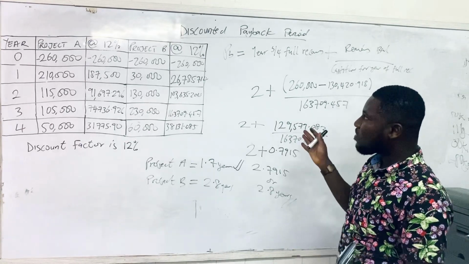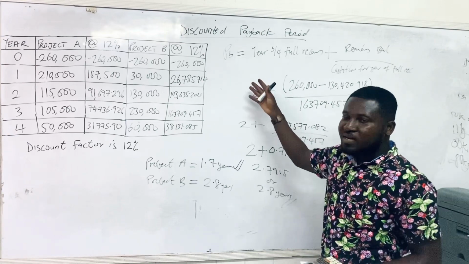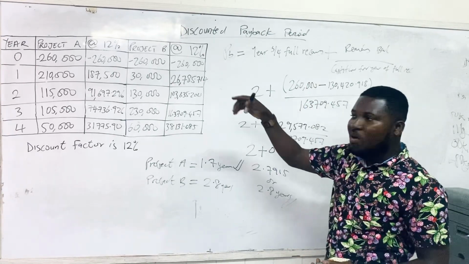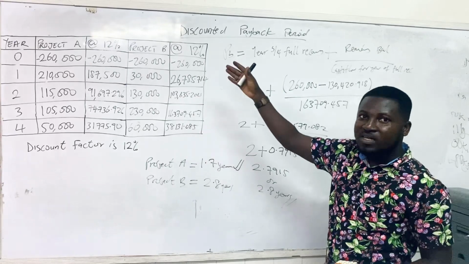So we shouldn't forget that under the discounted payback period, we would have to discount all the cash flows which are in their future values into their present values.